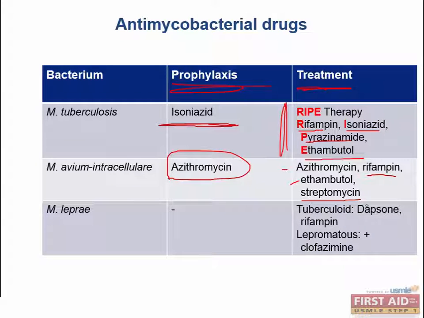There is no prophylactic medication for Mycobacterium leprae, but to treat it, you can use combinations of dapsone and rifampin to treat the tuberculoid form, or you can add clofazimine to treat the lepromatous form. Do you remember which of these two forms causes more serious disease, tuberculoid or lepromatous? Well, you can imagine if you have to add a medication to treat lepromatous form, this is probably a more serious form of leprosy.